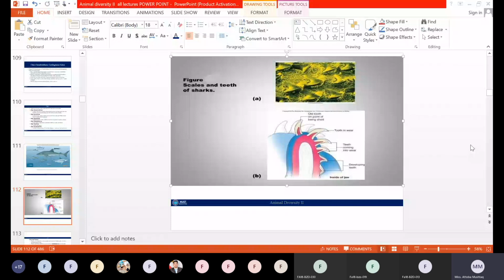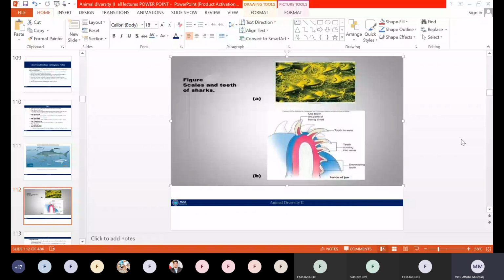This replacement of teeth is mostly seen in requiem sharks. और जो नई रो बनती है teeth की, that develops after every 7 to 8 days. There are teeth which are known as crown teeth.